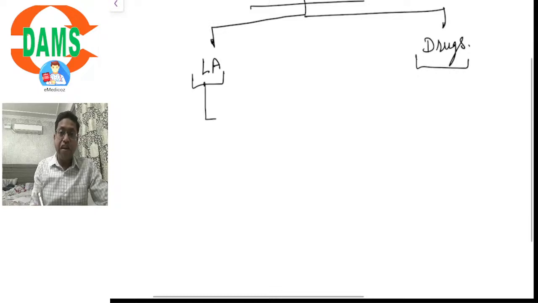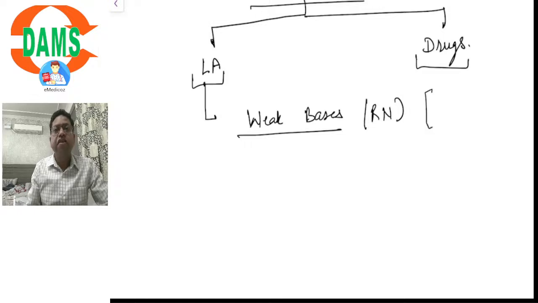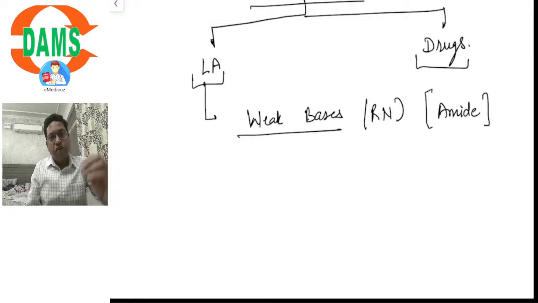Firstly, we'll talk about the local anesthetics. Local anesthetics, all of you know, they are basically weak bases, okay, represented chemically as RN. And most of the local anesthetics currently in use are amide type of local anesthetics. The amide type of local anesthetics have the advantage that they have very less probability of adverse reactions. They are very well tolerated by the patients. From almost all groups of patients, we can safely administer them.